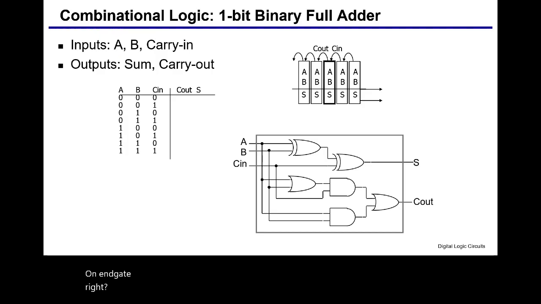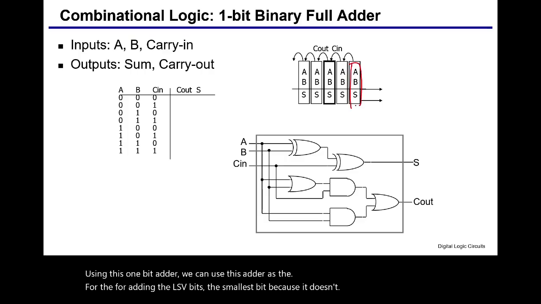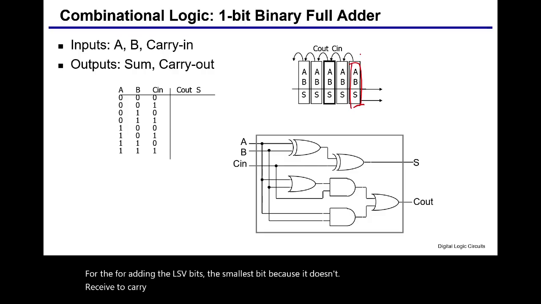Using this 1-bit adder, we can use this adder for adding the LSB bits, the smallest bit, because it doesn't receive the carry from the lower bits. It only produces the carry to upper bits.